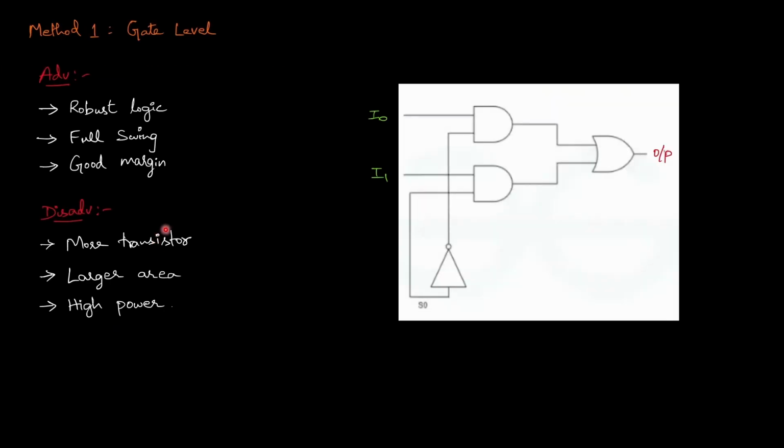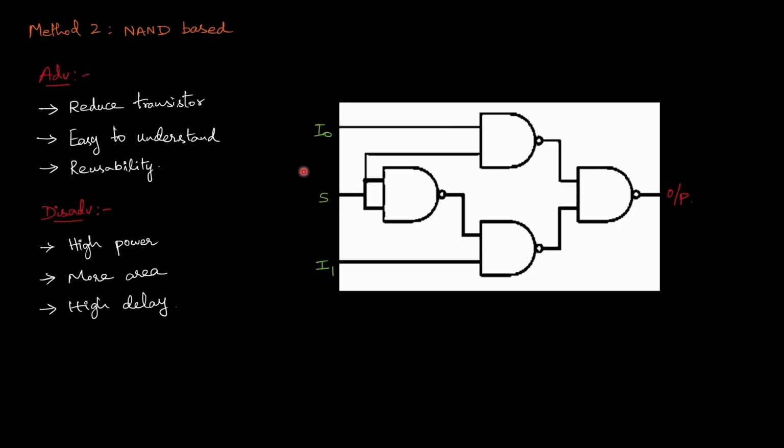Let's start with the most straightforward implementation. Using Boolean algebra, the circuit can be implemented using AND, OR and NOT gates. The major advantage of using this kind of circuit is that it has a robust logic operation, full voltage swing and excellent noise margin. But the downside is that it requires more transistors, occupies more silicon area and generally consumes more power.